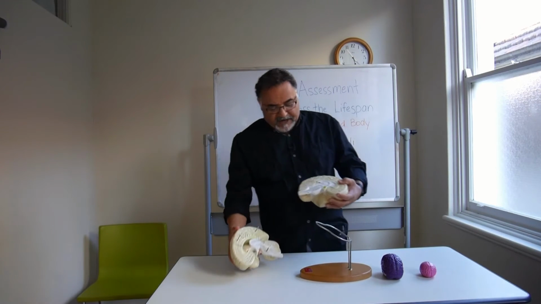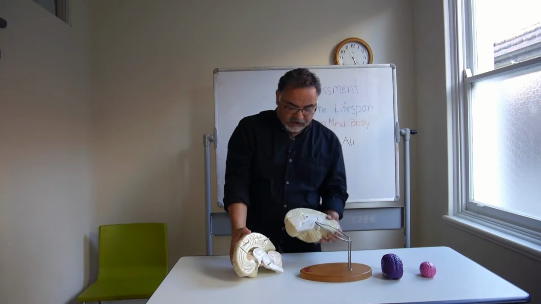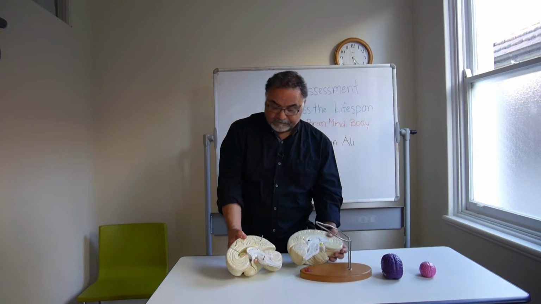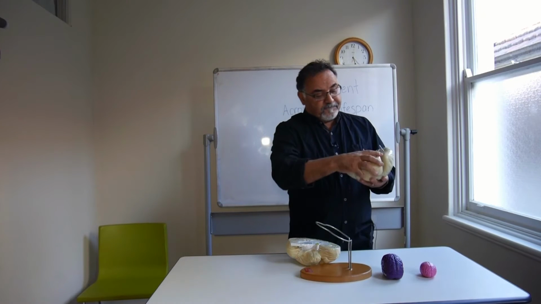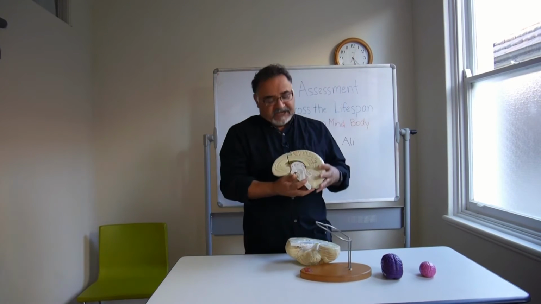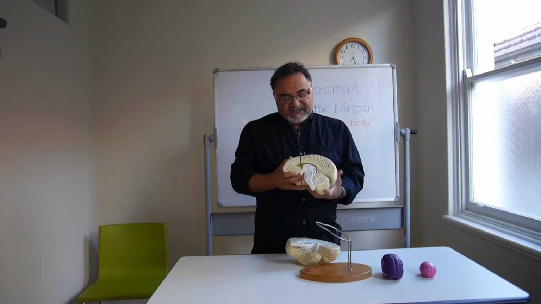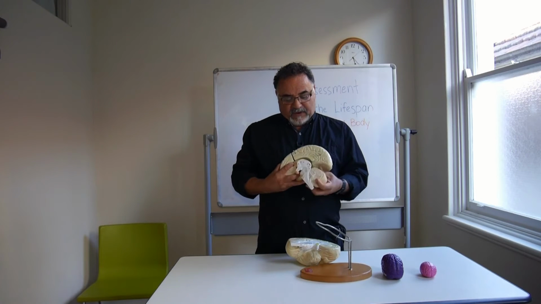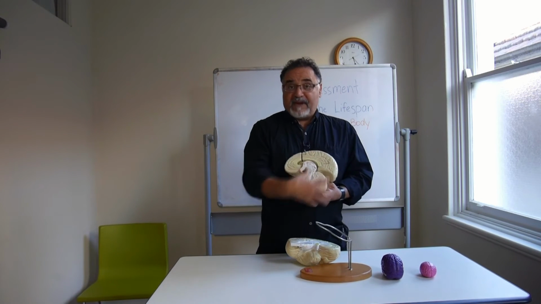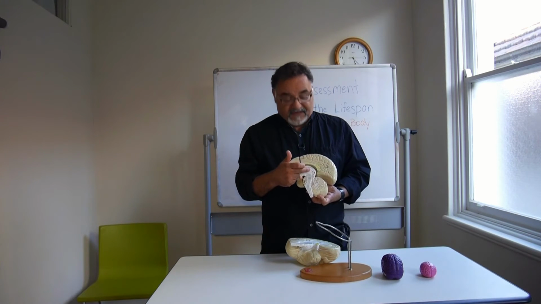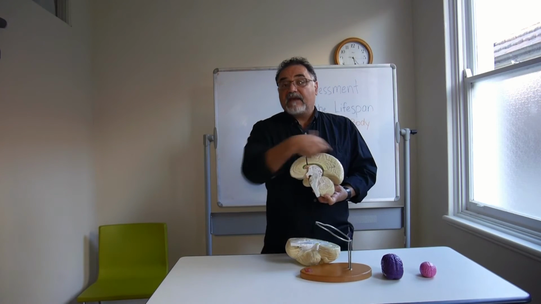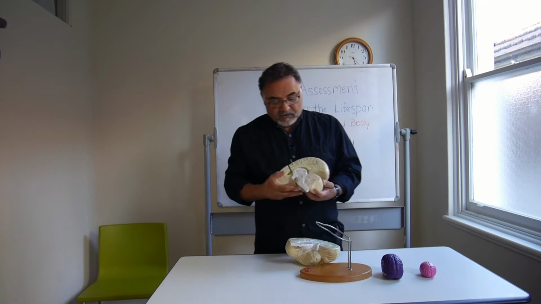I'm going to split the brain in half and show you a mid-sagittal section of the brain. And when we look at a mid-sagittal section of the brain, obviously we have our primitive brain, which is comprised of the brain stem and the thalamus, and here again is your cerebral cortex.